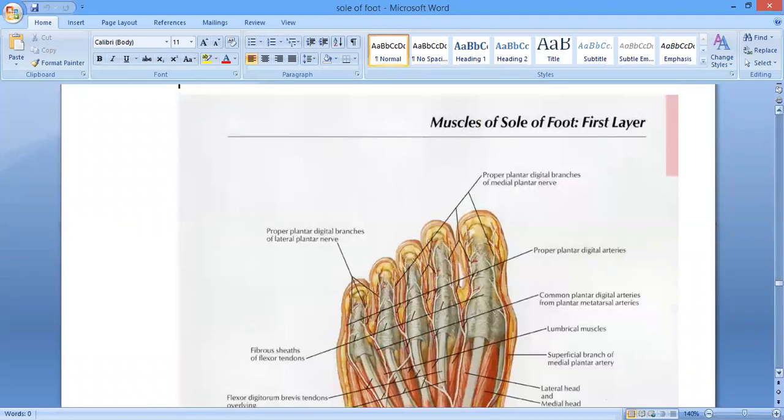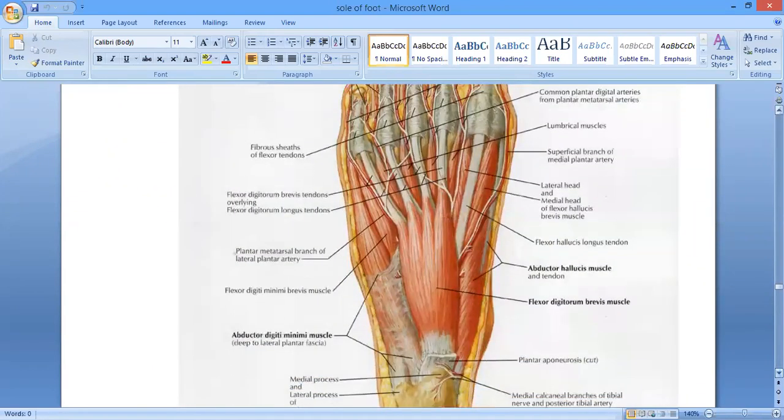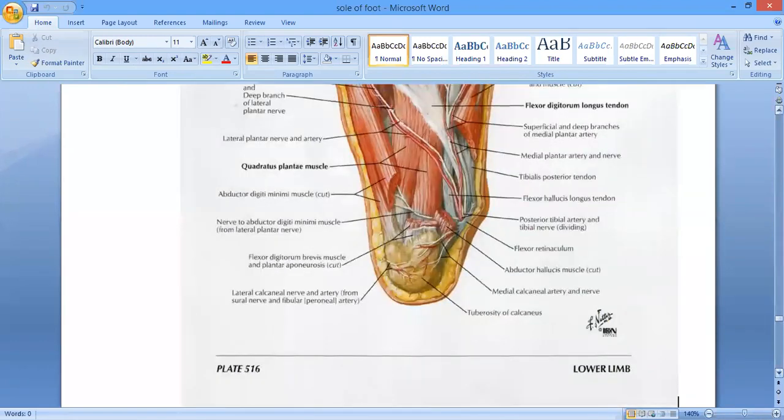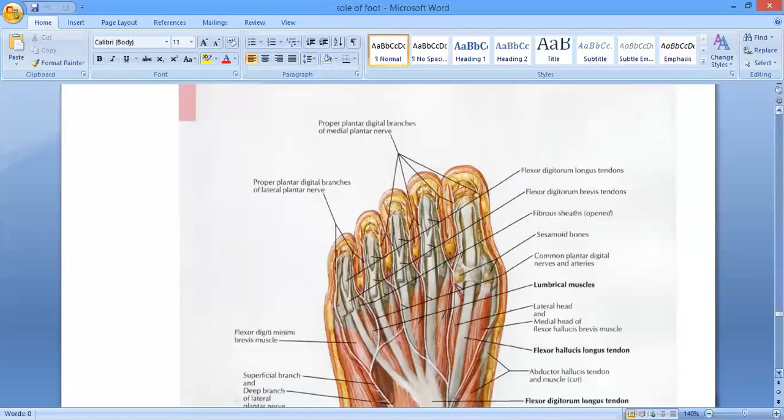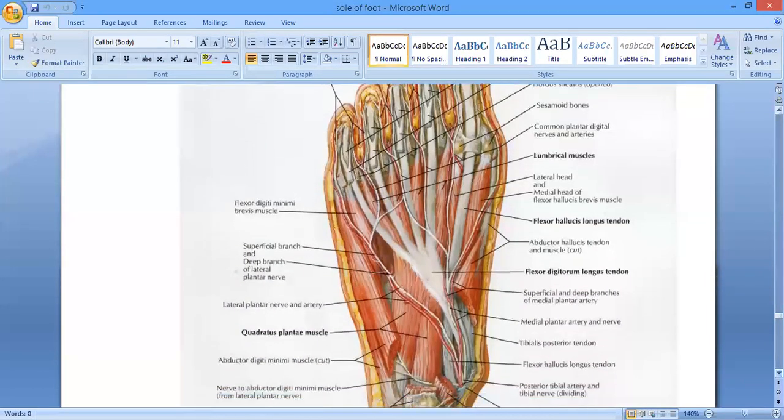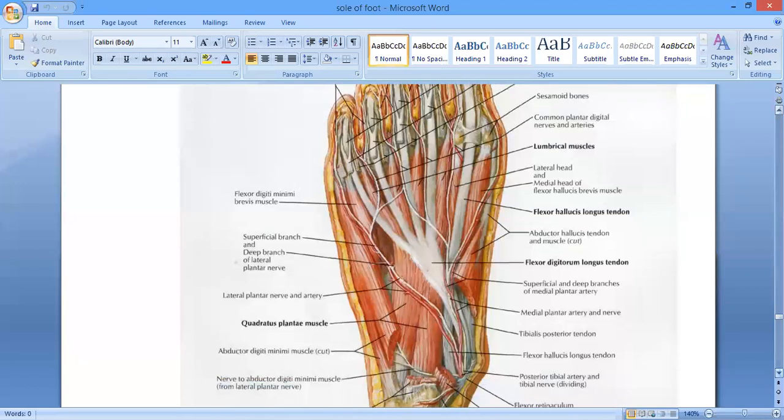When we talk about the arteries of the sole of the foot, these are basically supplied by which arteries जी? कौन कौन सी arteries supply करती हैं जी सर? The medial plantar artery and the lateral plantar artery, and these are the branches of the posterior tibial artery. ठीक है.